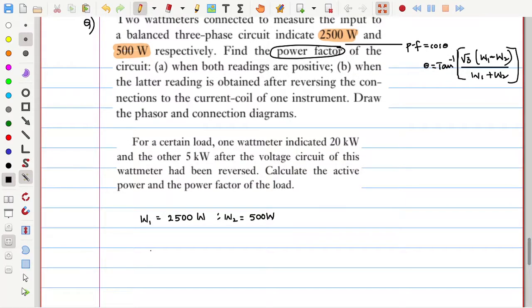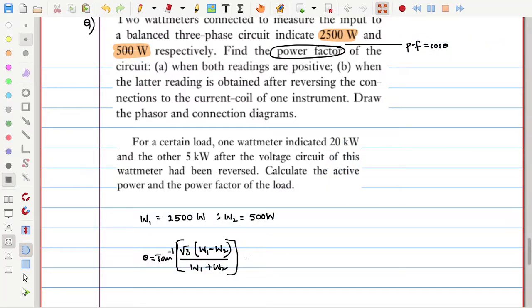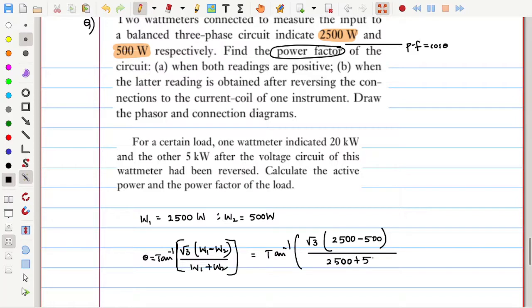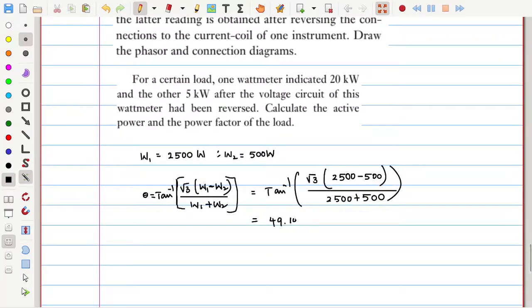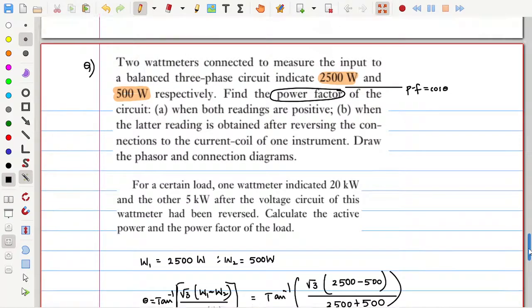If you already calculated theta, it's very good. Now let me write the values here, because someone may lose the connectivity. So theta is tan inverse of (2500 minus 500) divided by (2500 plus 500), multiplied by root 3. How much is this value? It is 49.109 degrees. So power factor is cos theta, cos of 49.109, which is 0.65 lagging. Why lagging? Because theta is positive.